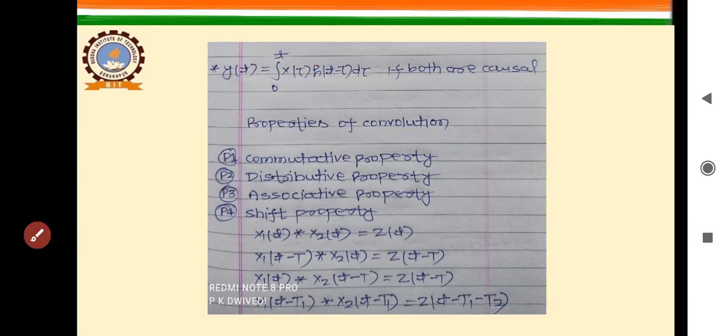This is all for this lecture. In the next lecture we will discuss properties of convolution.